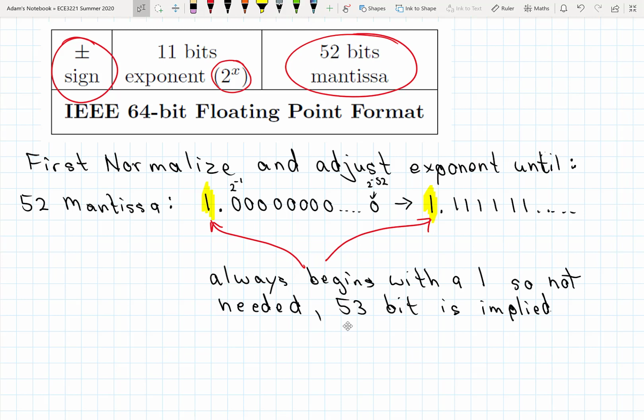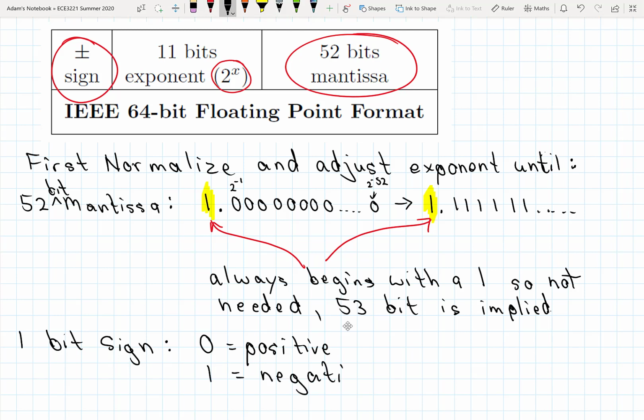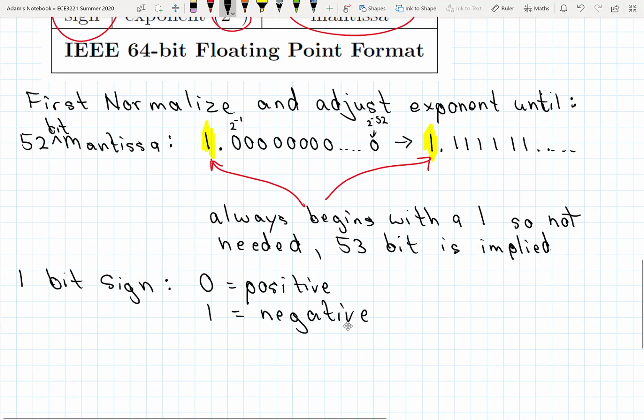We'll look at an example to see how we get a value in this format in a second. We have 1 bit dedicated for the sign. This should say bit here, 52-bit mantissa. We have 1 bit for the sign, and that's simple enough. A 0 means it's positive, and a 1 means negative. And finally we have our 11-bit exponent.